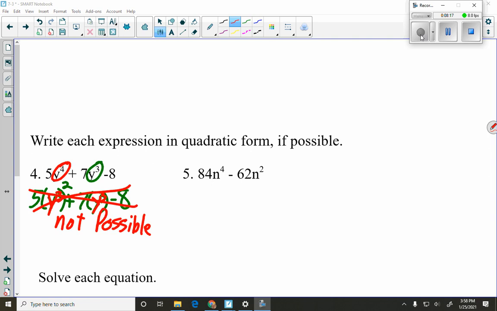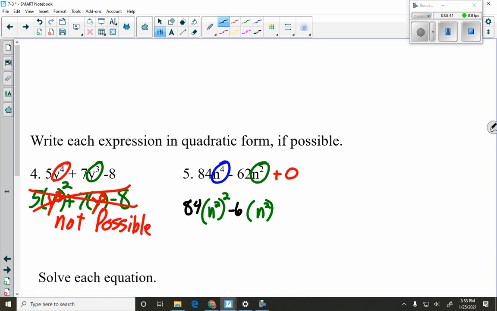Number 5 is possible because, now this is like looking at it as though it's a plus 0, but this term is an n squared. Is it possible for me to have an n squared and an n squared squared up there and have it still turn out to make this n to the 4th? So I can still write the n to the 4th out here, minus 6n squared, and if you want to tack on that plus 0, that's okay. But yes, this does work. So then this is written in quadratic form.